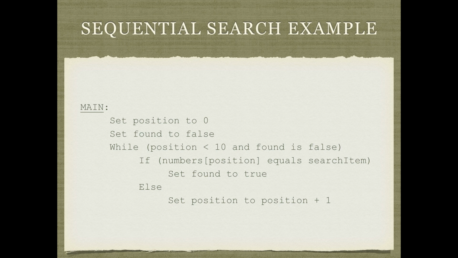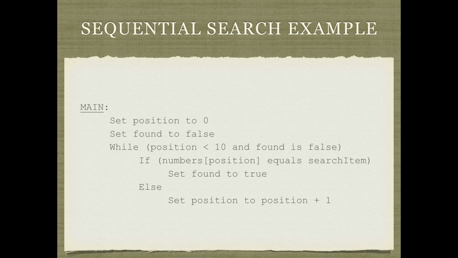So let's say numbers, starting with position 0. If the value in the array at that position equals what you're looking for, then you can set this variable found to true, and it will stop executing the loop on the next iteration. Otherwise, you simply increment the position index and move to the next item.